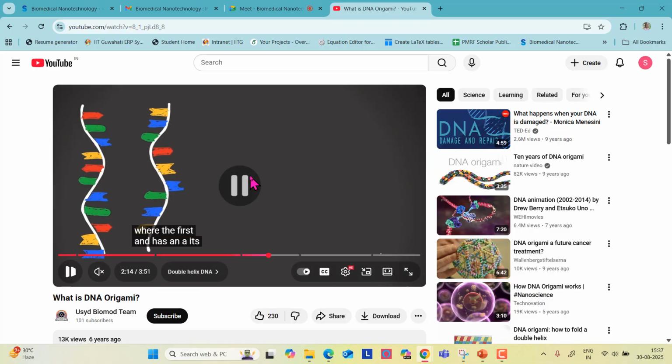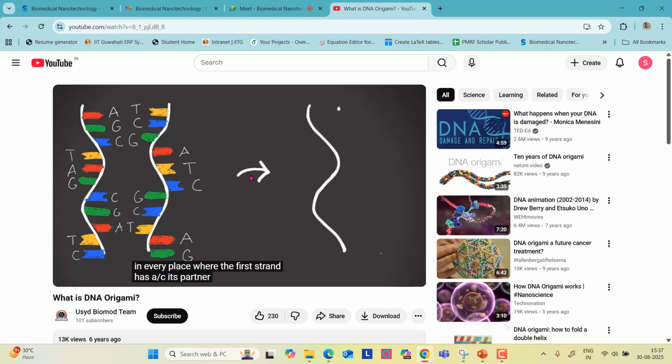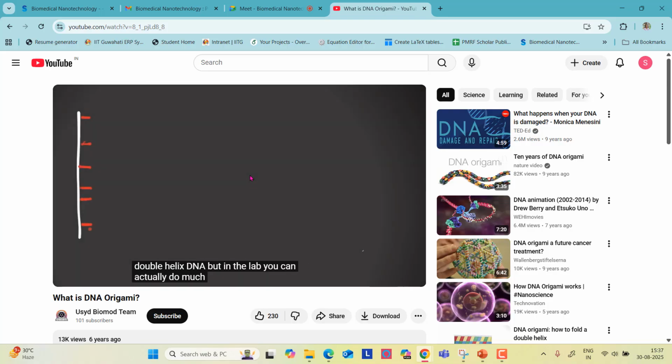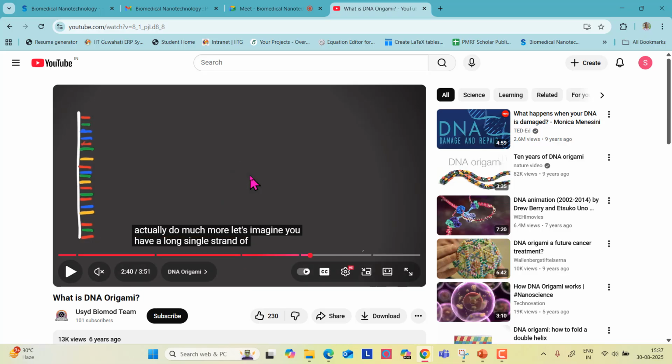See that these single stranded DNA are full of bases. Now they will join. Now they will combine with each other and form the double helix structure. See what is written in the lab: you can do much more than just forming the double helix DNA.